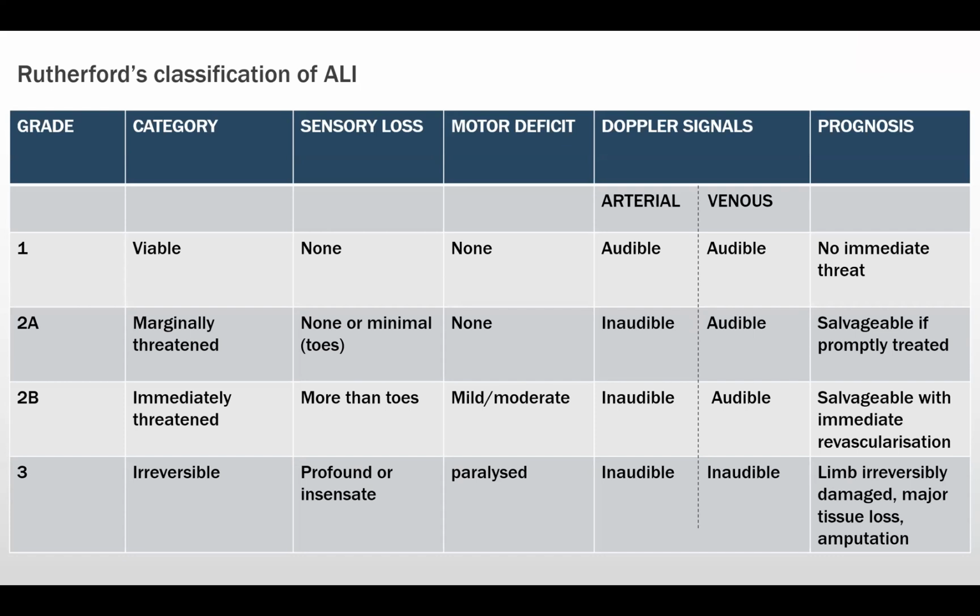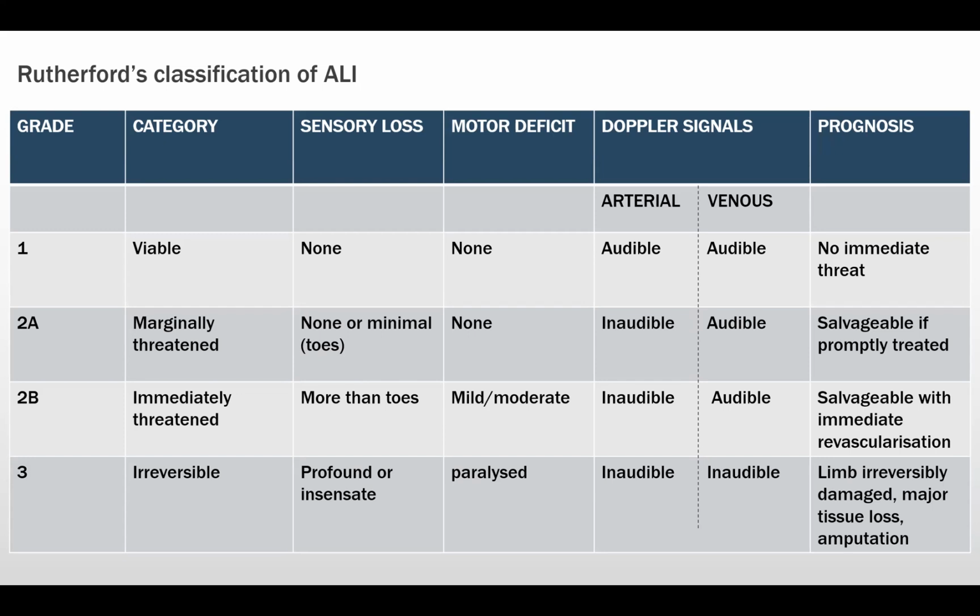Rutherford classified acute limb ischemia into 3 grades. In grade 1, the limb is viable and there is no sensory loss and no motor deficit, and both the arterial and venous Doppler signals are audible and there is no immediate threat. In grade 2A, there is a marginally threatened limb with none or minimal sensory loss and no motor deficit, and arterial signals are often inaudible, and if promptly treated, the limb can be salvageable.